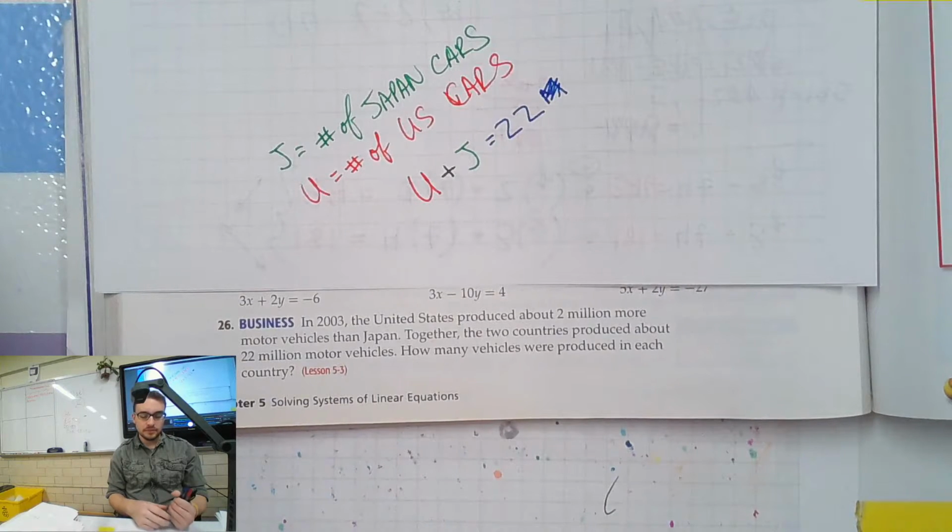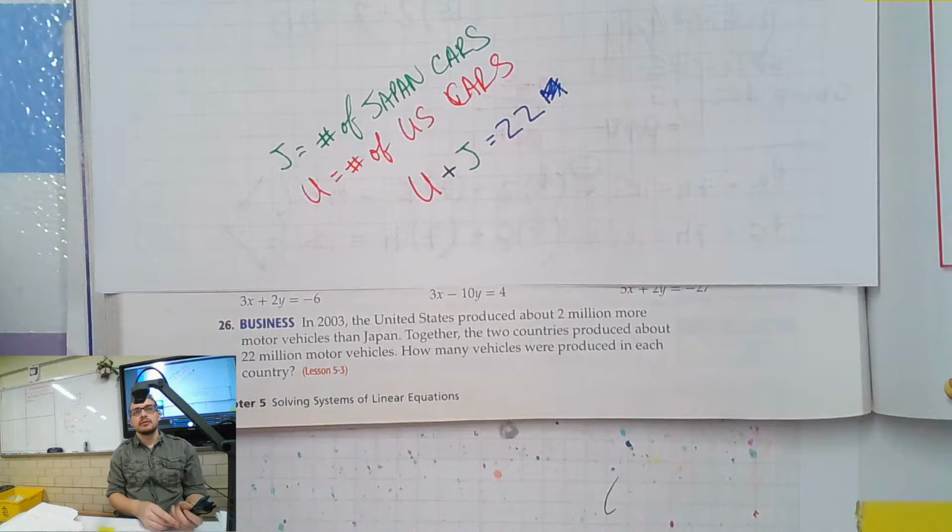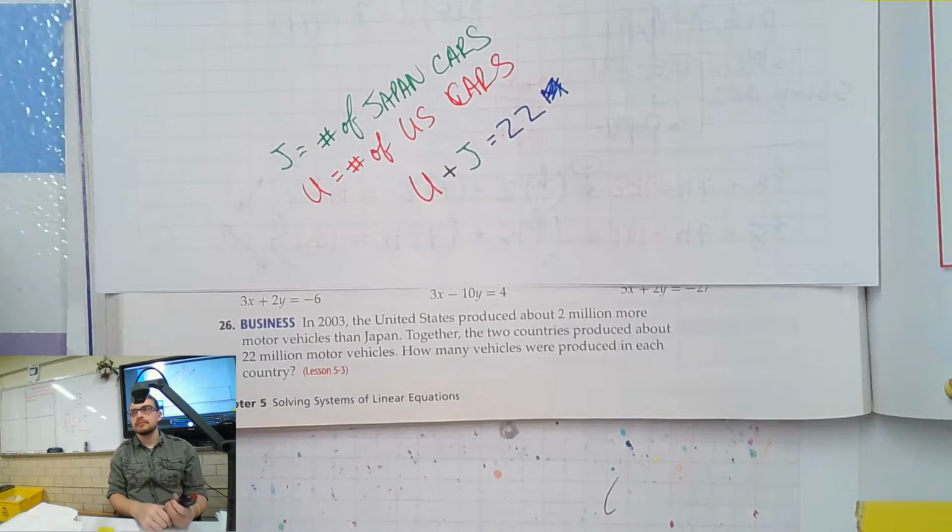U plus J times 2? J is doubling, right? If you double it, 2J would be doubling it. So that's not what they're talking about, right? You're onto something. It's tricky. I want you guys to think about it. Why are we doubling the number of U.S. cars? You see what I'm saying? Remember, U stands for the number of U.S. cars. J stands for the number of Japanese cars.